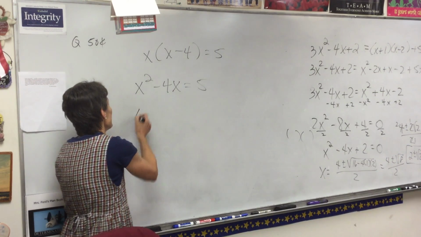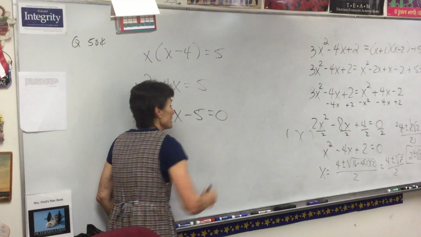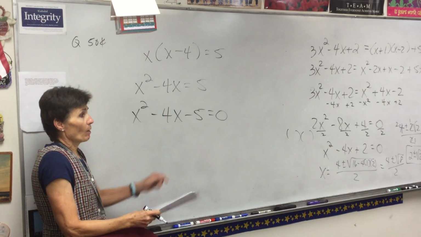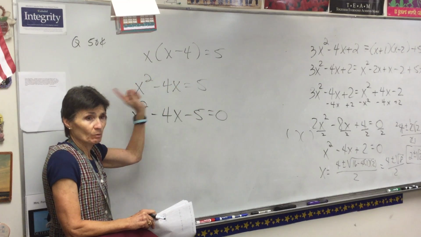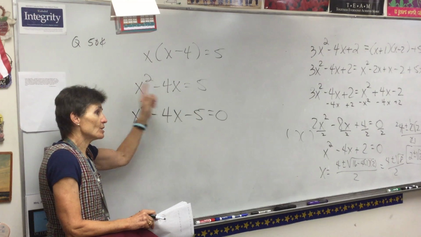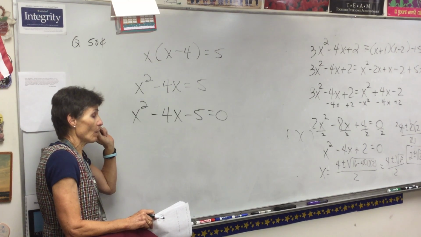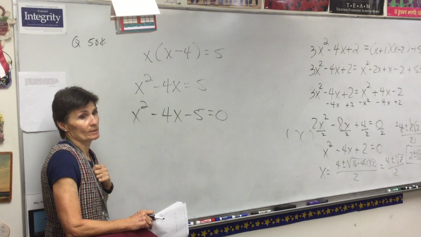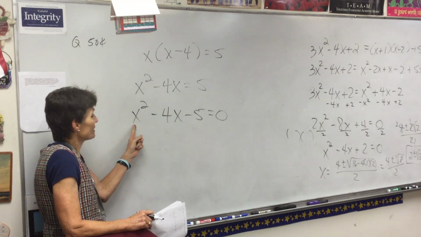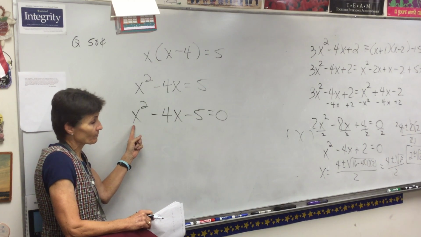Move the 5 over. So that's a good plan. She says, let's get it set equal to 0. Guys, isn't that what we've done in our other equations? Haven't we had it set equal to 0? If you are going to use the quadratic formula, you need to have it set equal to 0. If you are going to factor it, you have to have it set equal to 0. So it's a good idea, if you see a squared, to get it set equal to 0.